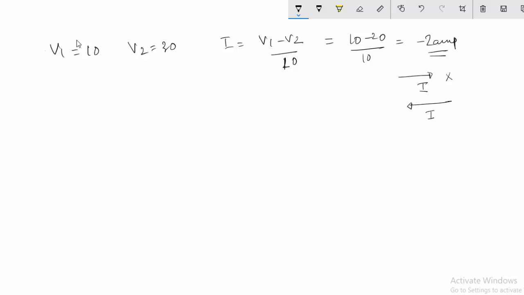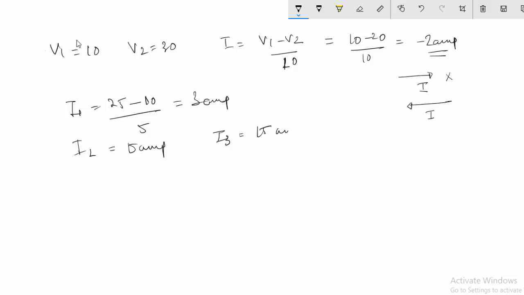So again you can find your I1 as 25 minus V1, which is 10, divided by 5 equal to 3 amperes, and your I2 is 5 amperes and your I3 is 15 amperes based on the equations which you have written previously, and your I4 is equal to V2 minus 50 divided by 2, which comes across as 30 minus 50 divided by 2 is equal to minus 10 ampere.